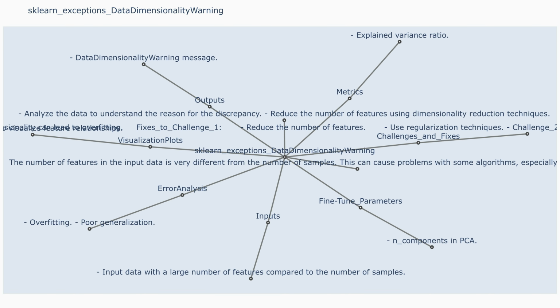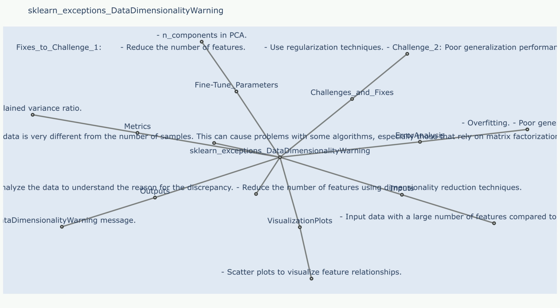SKLearn exceptions. Data dimensionality warning. Description: this warning is raised by scikit-learn when there's a potential mismatch between the dimensionality (number of features) of your data and the expectations of the machine learning model you are using. It's a friendly reminder that something might be off and your model's performance could be affected.